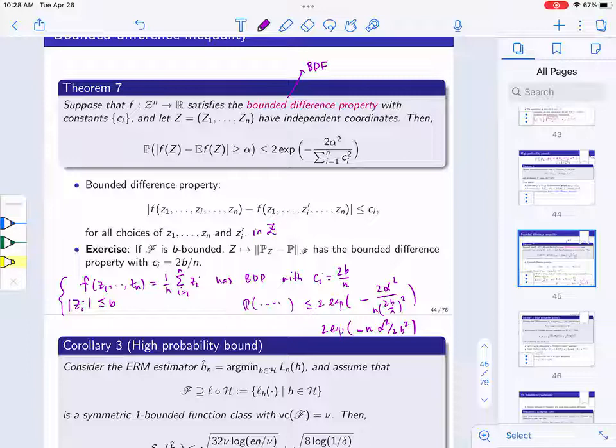Should I? Do you want to do it as an exercise, or? Yeah, just do it as an exercise. I'll try to assign it. It's not hard.